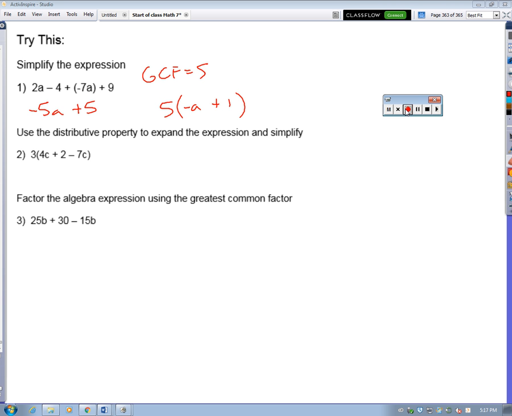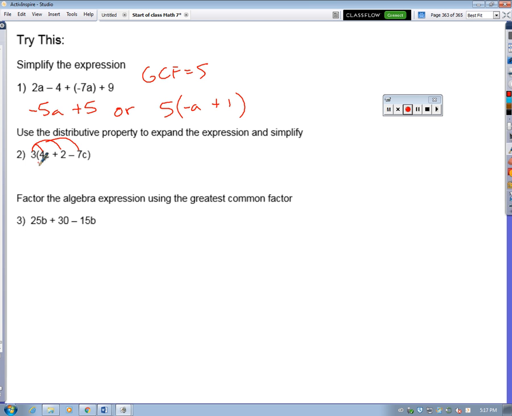Okay, number 2. Use the distributive property to expand the expression and simplify. So what do we do when we use the distributive property? We drop a bomb. We take the number on the outside and we multiply it across everything on the inside. So it's going to be 3 times 4, 3 times 2, 3 times negative 7.